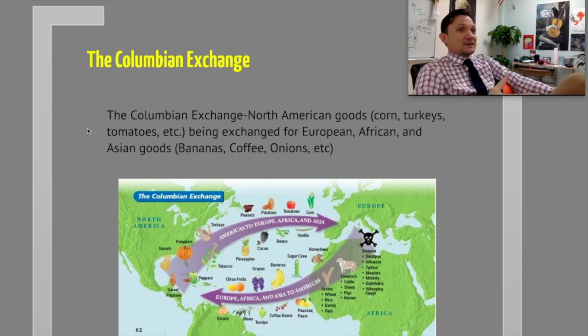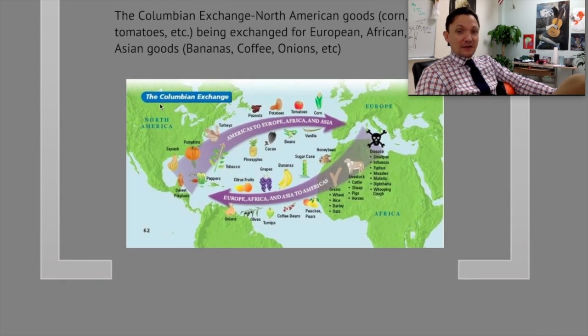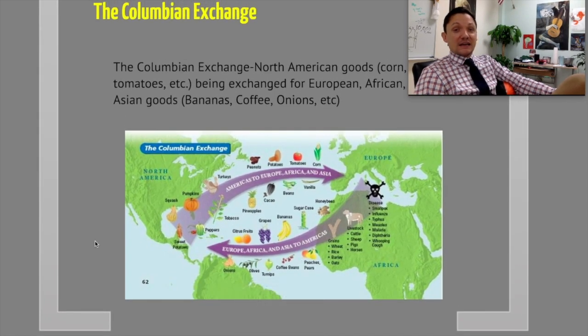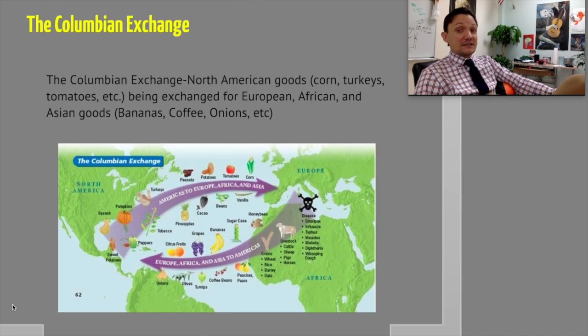All that really happened is that all of a sudden, crops and animals and things that only existed in either this hemisphere or this hemisphere started getting exchanged for one another, right? Hence the Columbian Exchange. I think we should rename it to anything other than Columbian Exchange, the fact that it's named after Columbus, but whatever.